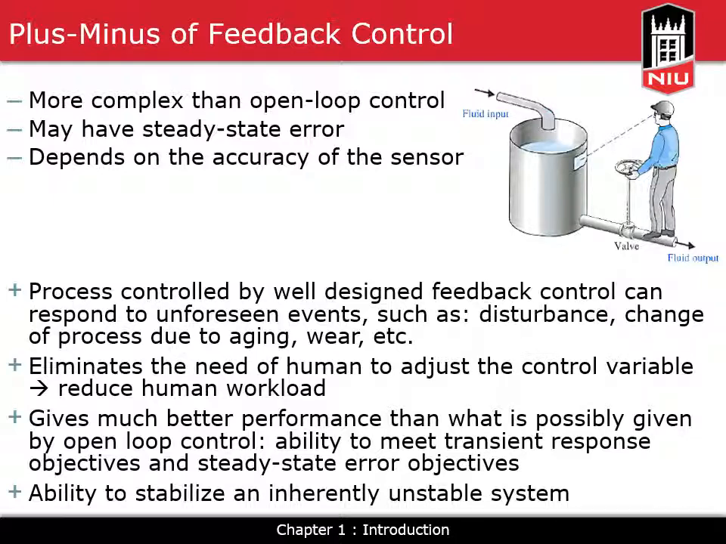Lastly, ability to stabilize an inherently unstable system. Some systems are inherently unstable. Open loop control cannot make them stable. No way. But with feedback control, we can make those systems stable. These advantages are all true if we know how to design the control systems and we know how to do it right. So that is the purpose of this course. We're going to first learn the basics and then learn how to design the basic type of controllers to satisfy all of these.